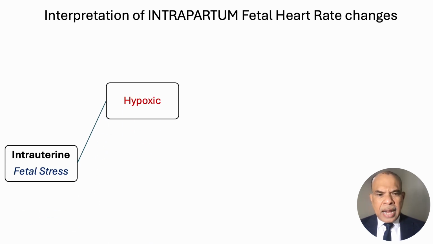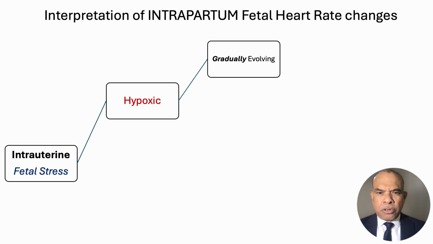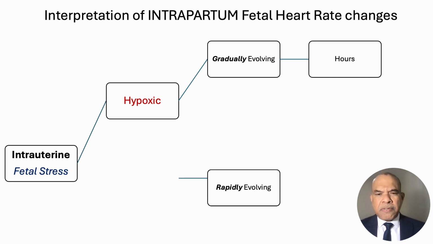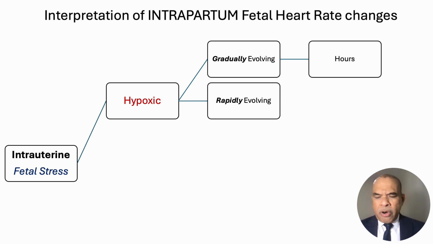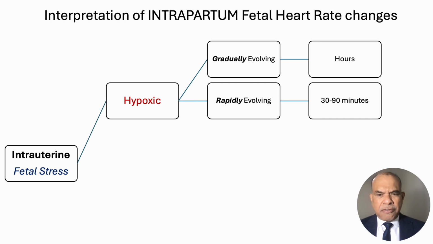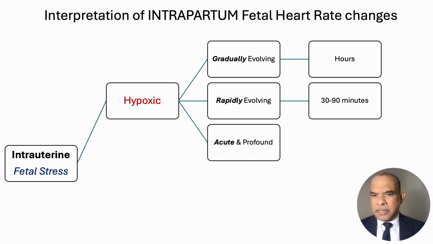So when we look at intrauterine fetal stress, it may be hypoxic, and that can be developing over a number of hours, what we call gradually evolving hypoxia. Or it could be quite rapidly evolving. For example, if you have used too much oxytocin or prostaglandins, or when the mother is actively pushing in second stage of labor, and the rapidly evolving hypoxia can come within 30 to 60 or 90 minutes.